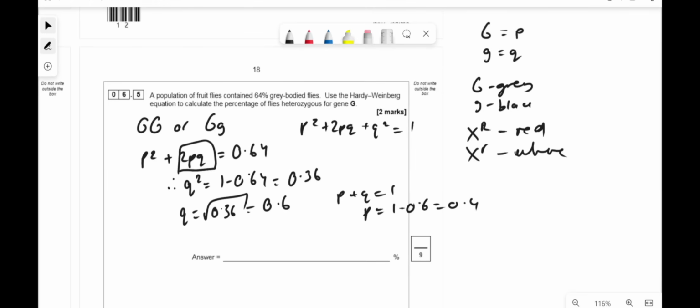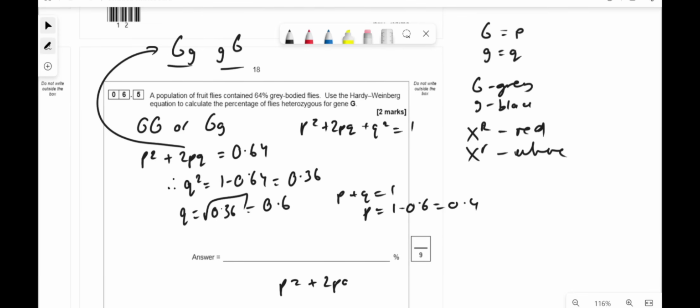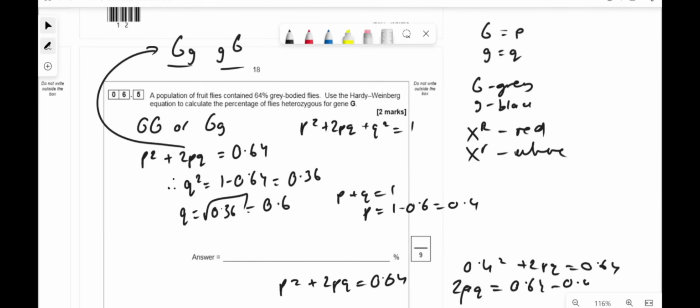Now we can work out the 2PQ, which is the one we want because it's asking us for the heterozygous ones. So we're looking for big G, little g. Just a side note, the reason it's called 2PQ is because you can have big G, little g, and little g, big G. They're the same thing, so that's why we call it 2PQ. So coming back to this, we know that P squared plus 2PQ equals 0.64. We now know that P squared is 0.4 squared, so 0.4 squared plus 2PQ equals 0.64. That means 2PQ, which is what we want, is going to equal 0.64 minus 0.4 squared, which is 0.48. However, they want it as a percentage, so all we need to do is times it by 100 and we get 48%.